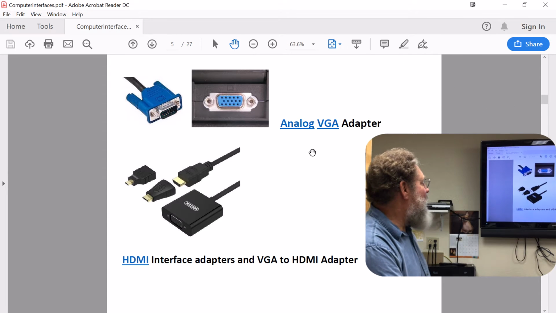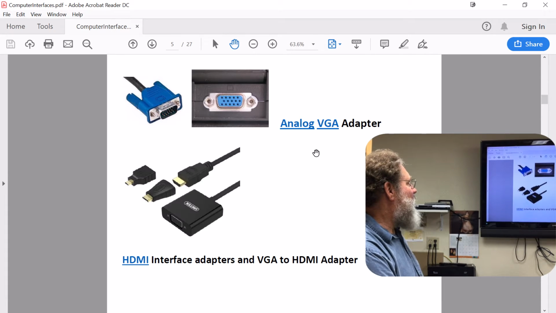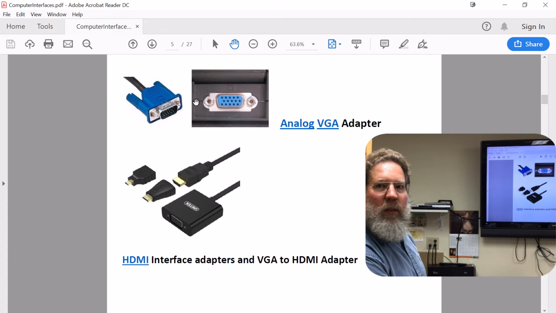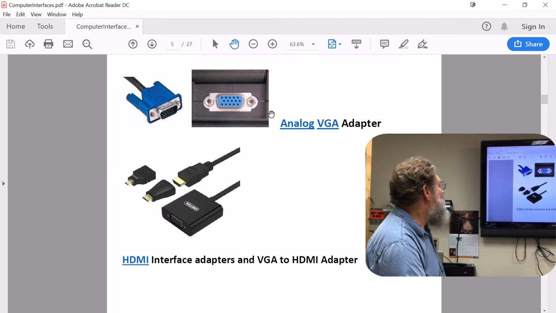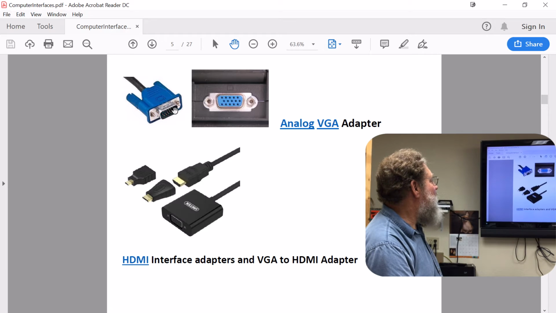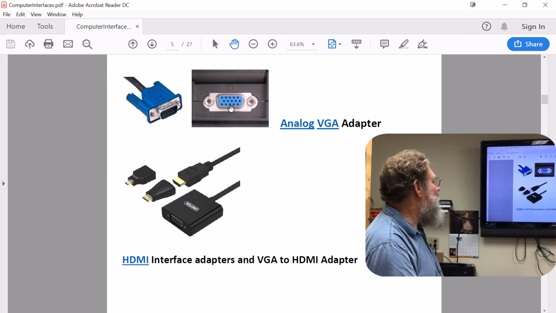So here are some other adapters. Now these are analog adapters, so I know we've all seen these. Okay? So this will be the male here. This will be the female here. Now we've got a little adapter there. It's an analog adapter.